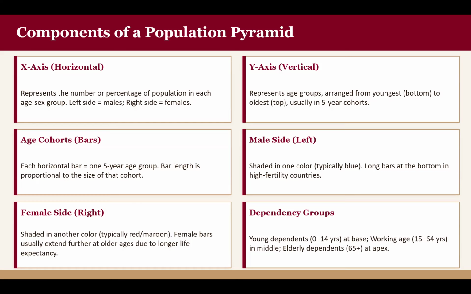Then on the left side, we have males, which are shaded usually in one color, typically blue. Long bars at the bottom show high fertility countries. And then on the right side, we have females, which are shaded in another color, typically red or maroon. Female bars usually extend further at older ages due to longer life expectancy. And then we have dependency groups: the young dependents at 0 to 14 years at the base, the working age between 15 to 64 years in the middle, and the elderly dependents at 65 years and plus at the apex.